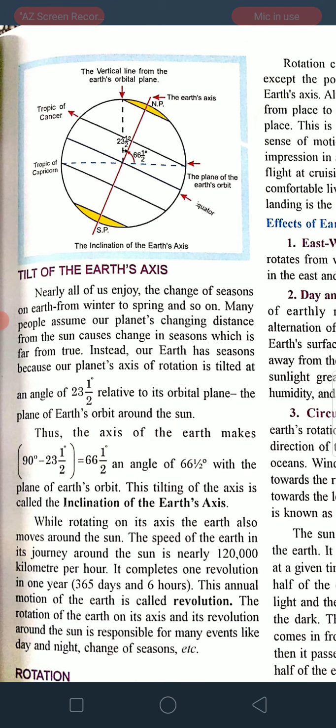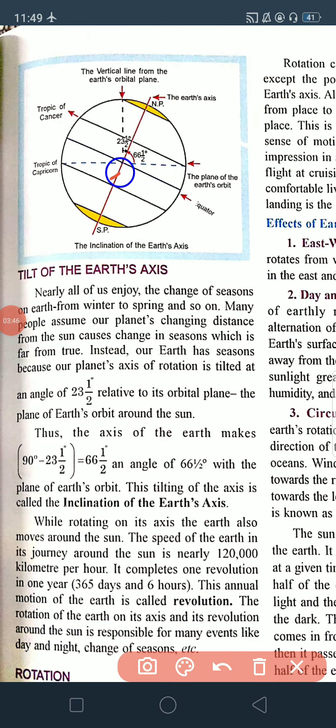Okay, what is this orbital plane? This is the plane of the earth's orbit around the sun. The earth has a circular path around the sun in which it moves, and that is called the orbital plane. The earth is tilted on this orbital plane by 23.5 degrees. Thus the axis of the earth makes an angle of 90 minus 23.5, that is 66.5 degrees, with the plane of the earth's orbit.